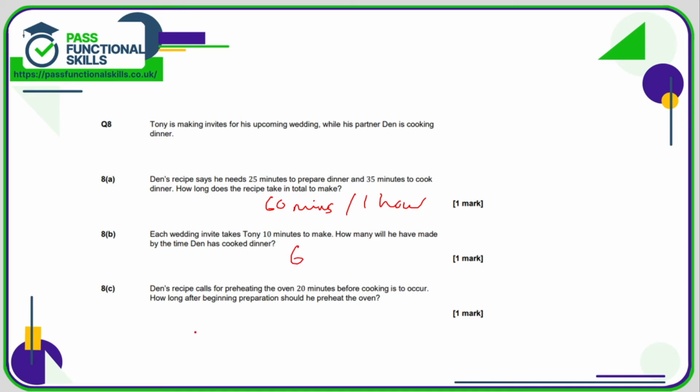Den's recipe calls for preheating the oven 20 minutes before cooking is to occur. How long after beginning preparation should he preheat the oven? Well, it's 25 minutes for the preparation, and we want the oven to be ready at this point here, so we need to go back 20 minutes. 25 minus 20, so 5 minutes. So he can do 5 minutes of prep, and then after 5 minutes of prep he turns the oven on, and 20 minutes later it's ready. There we go, that definitely works. So 5 minutes.